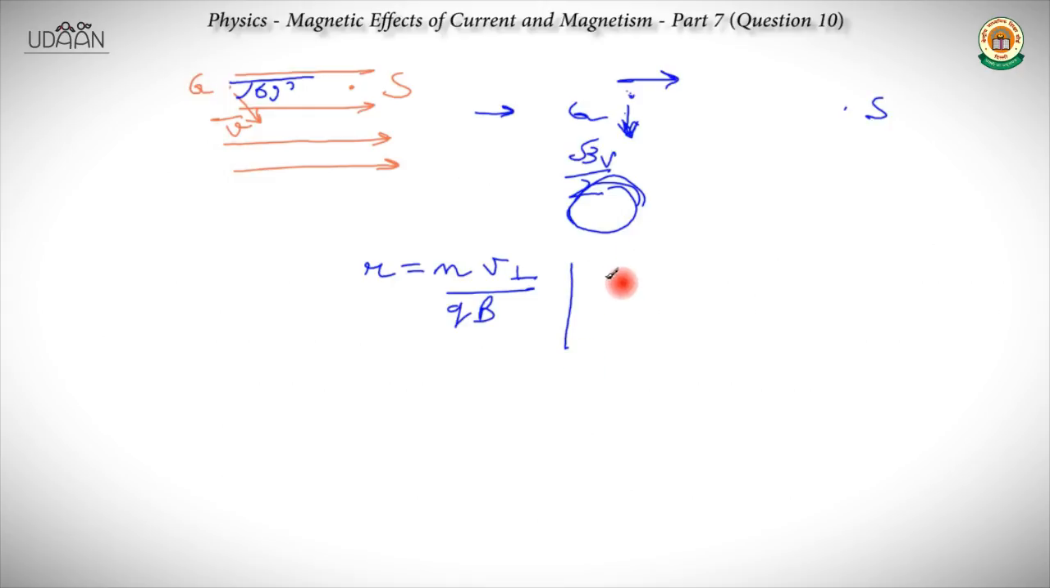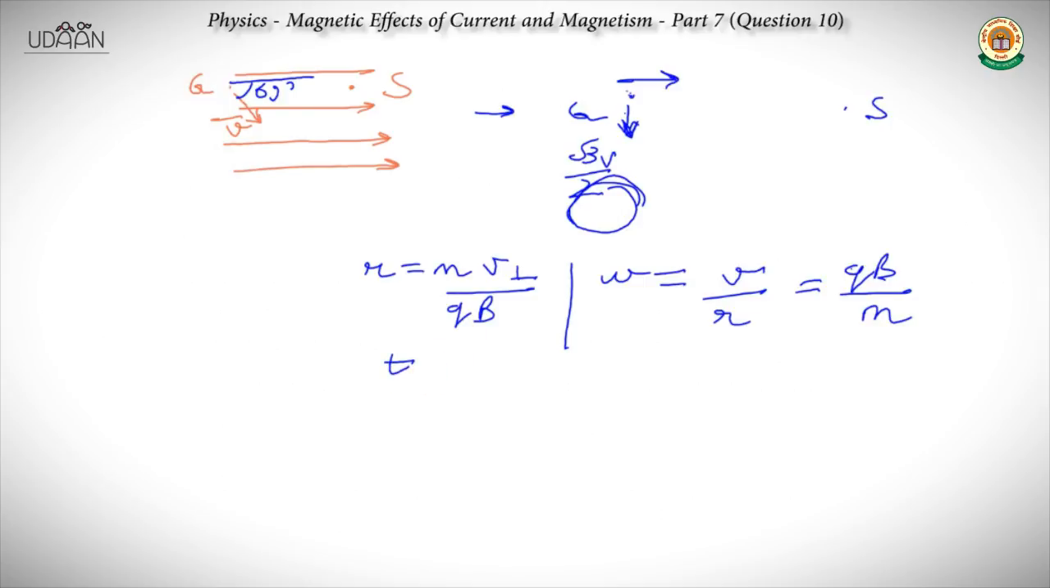Now let's find omega. Omega is the angular velocity. Like it is rotating in a circle, so it will have some angular velocity, which will equal v by r, which will be equal to v divided by qB by m. This is the angular velocity.